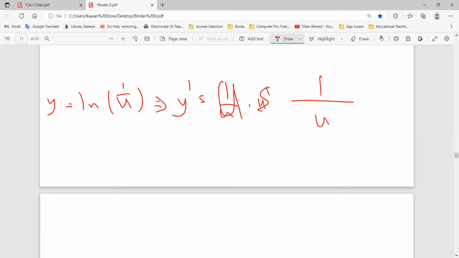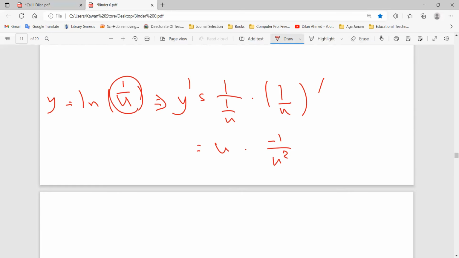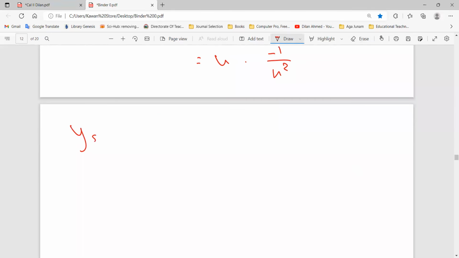1 over u, like that? Shall I repeat it? I need your concentration here, right? Actually, 1 over u, so we say 1 over u and 1 over u prime. So 1 over u will be u. 1 over u prime is equal to minus u prime over u square. Am I right? Now I'm going to change this example to get the idea.